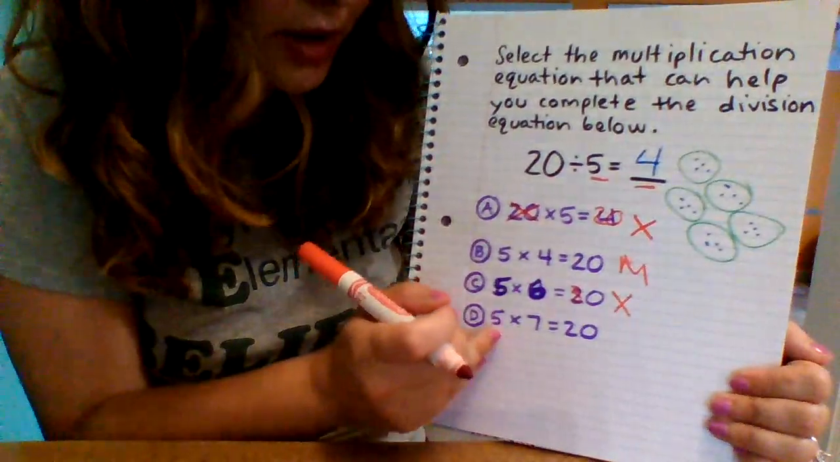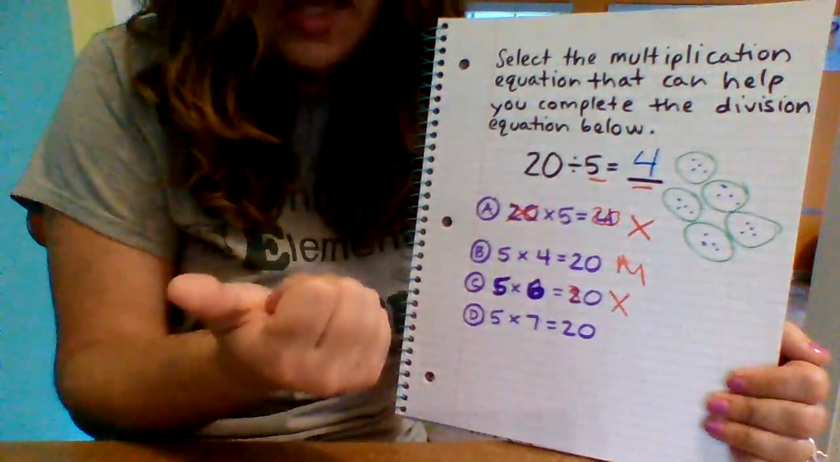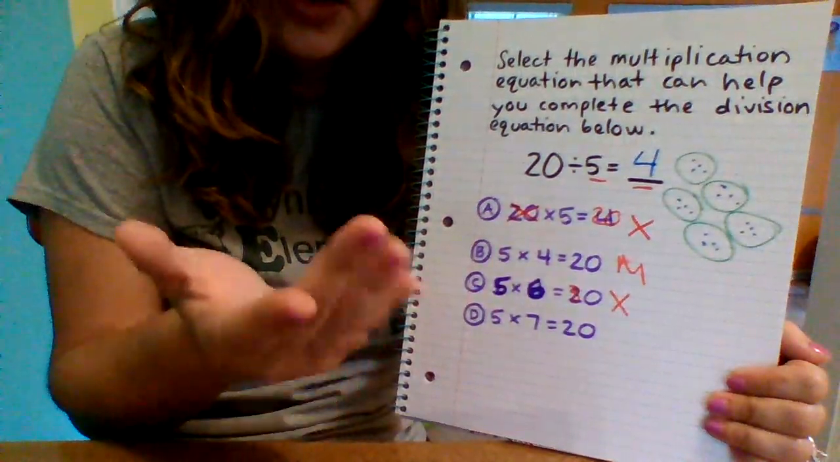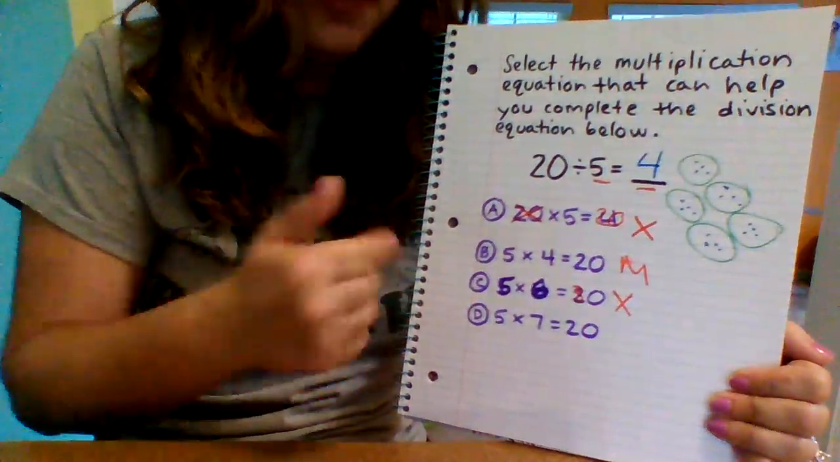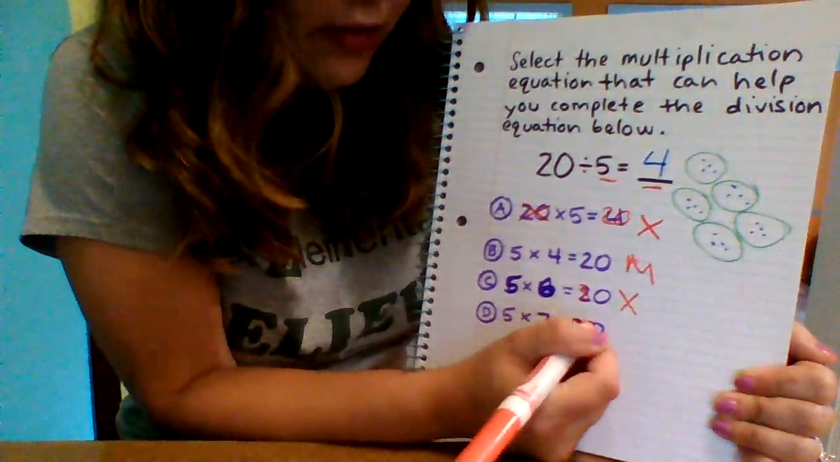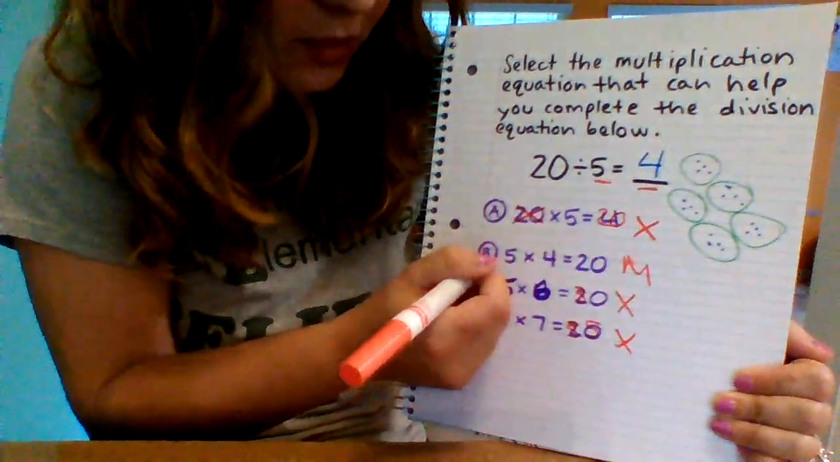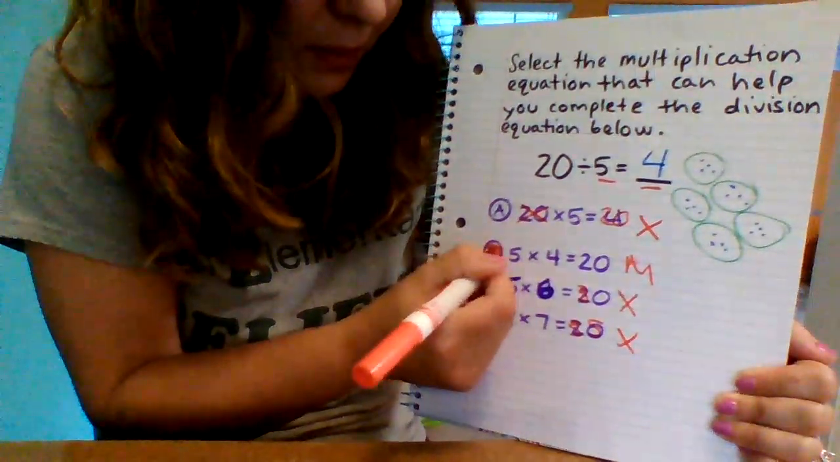Take a look at the last one. 5 times 7 equals 20. Is it true? Let's check. 5, 10, 15, 20, 25, 30, 35. When we count by 5 7 times, we get 35. So this fact isn't even true. Okay, it's here to trick you. And we know the correct answer must be B.